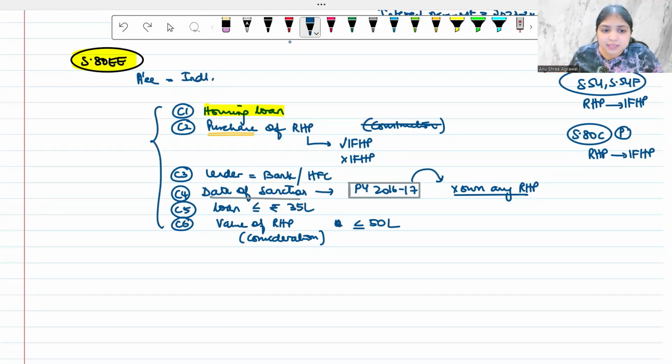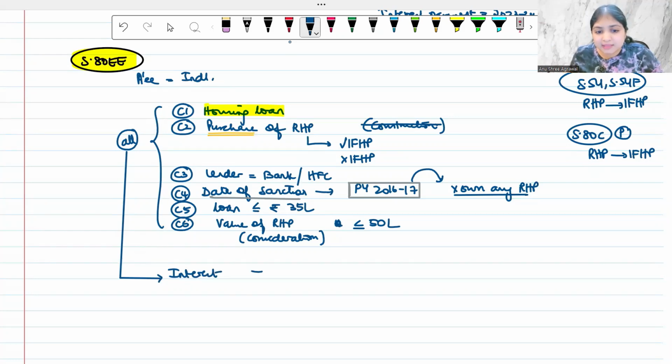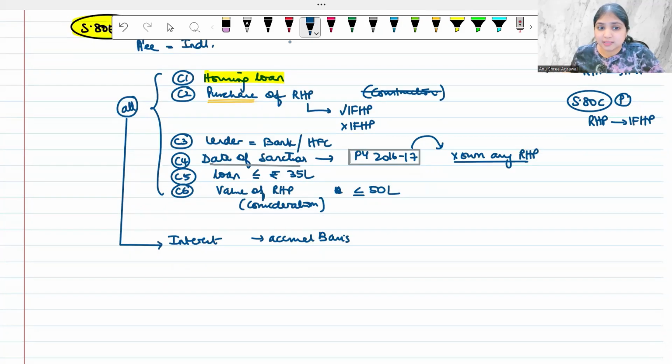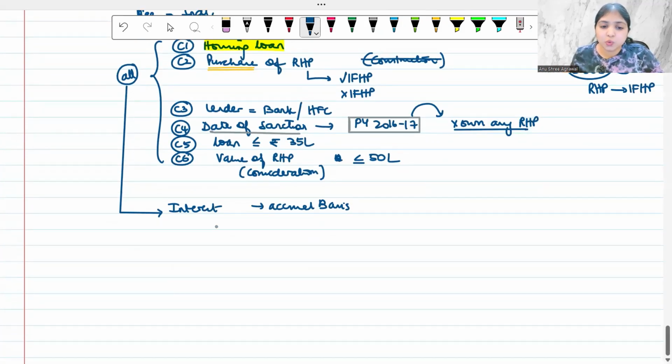If all these conditions are fulfilled, then we will see how much interest has been incurred by the assessee. This interest on this housing loan, not on payment basis, guys. Here I'm covering it on accrual basis. So whether the interest is paid or not doesn't matter. This interest on accrual basis will be allowed under section 80EE, whether the interest has been paid or not paid.